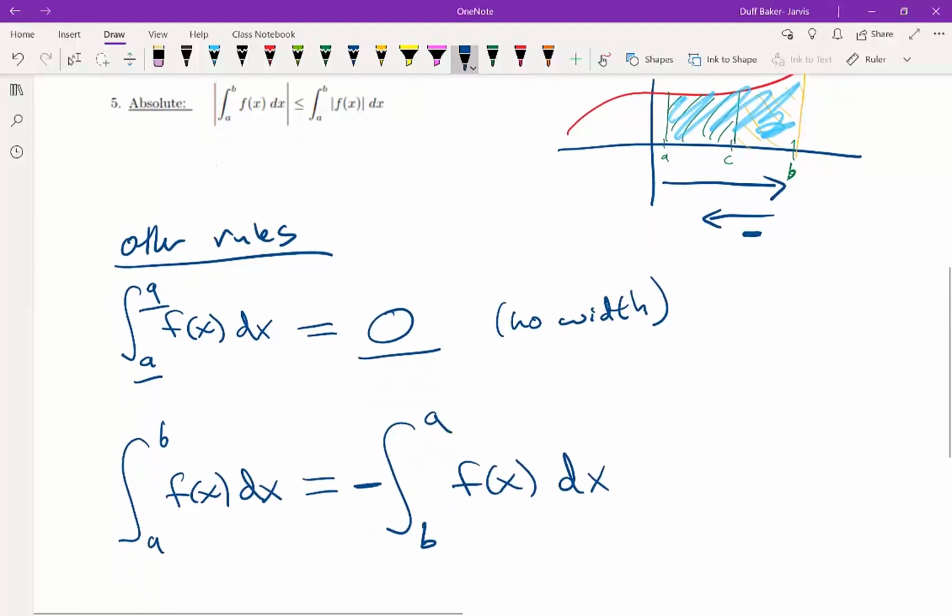Okay, so the moral of the story is if you swap these, you have to add a negative. Okay, so an integral from a number to the same number is zero, and if you swap the bounds on an integral, you have to add a negative. Okay, those are the other rules. Okay, so let's play with these a little bit in some examples.